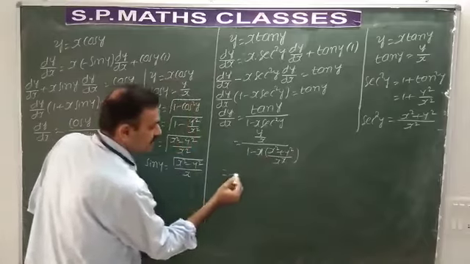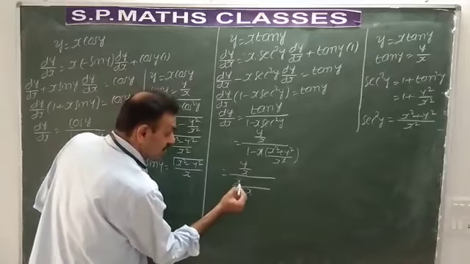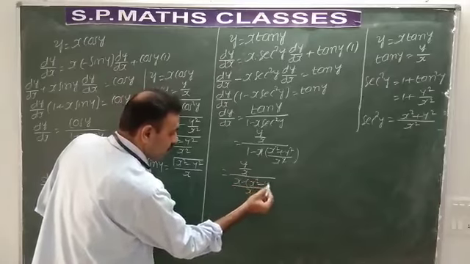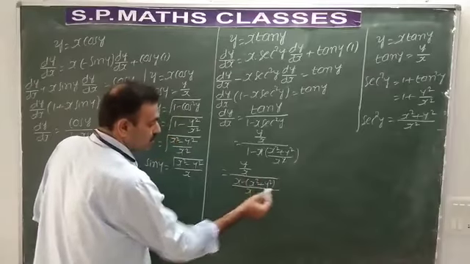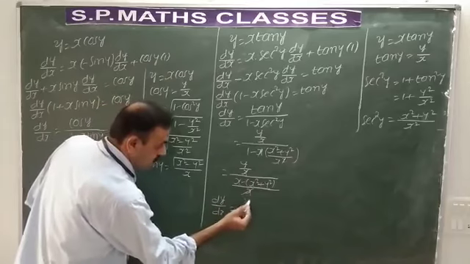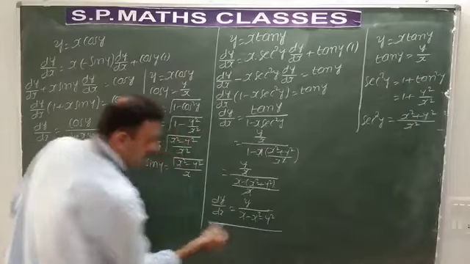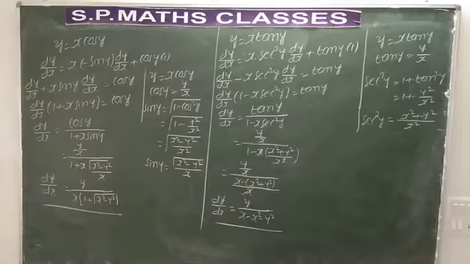x gets cancelled. You get y by x. You take x as LCM, x minus of x square plus y square. Hope you have understood this. x cancels. What is dy by dx? y divided by x minus x square minus y square. This is what the answer is. Since you want the answer in terms of x and y, we have solved this. So hope you have understood all these problems.